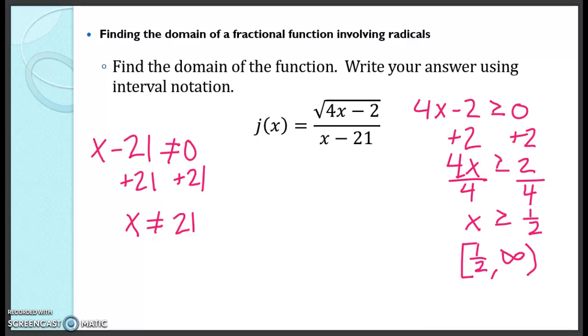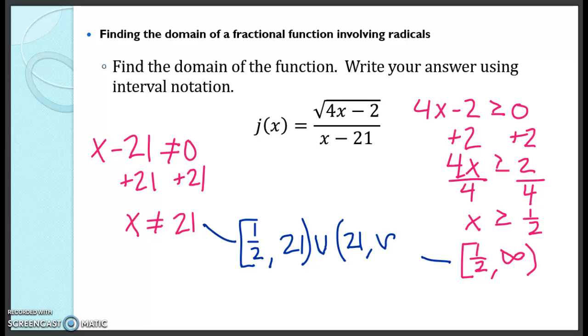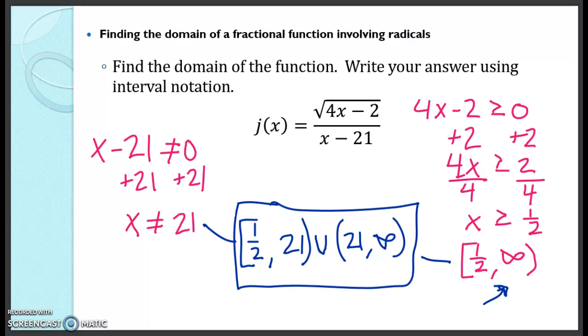So when I combine the two, okay, I can go from 1/2 up to 21, not including 21, so I have a soft parenthesis there, and union that with 21 to infinity. So that's kind of how I break up this interval to include this x cannot equal 21 as well. So this is my answer for the entire function. This is the domain of that function. So that is finding the domain of a fractional function involving radicals.